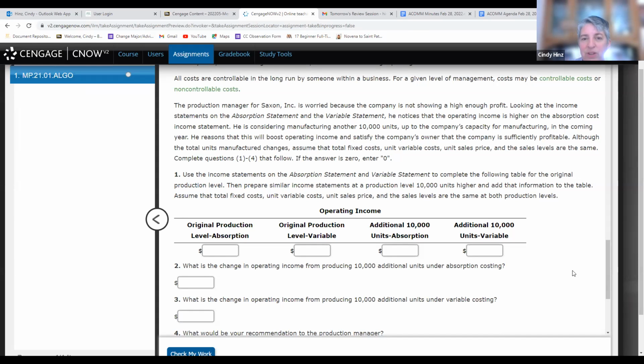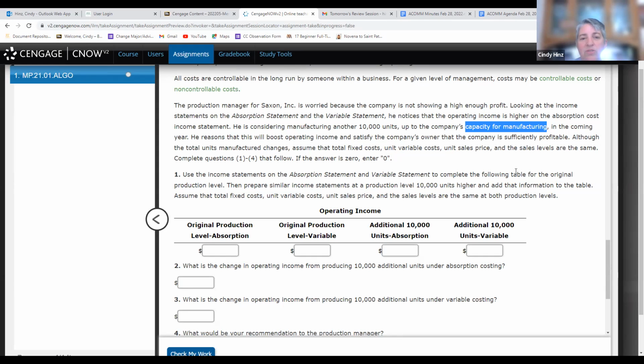He's considering manufacturing another 10,000 units up to the company's capacity for manufacturing. So remember, we've talked about the 3 different types of capacity: theoretical, which is not very useful for decision-making purposes; practical, which is what they're talking about here, how much can they produce in the real world; and then there's their normal capacity, which is how much they expect to produce. So the production manager reasons that by producing an extra 10,000 units, it will boost operating income and satisfy the company's owner that the company is sufficiently profitable.